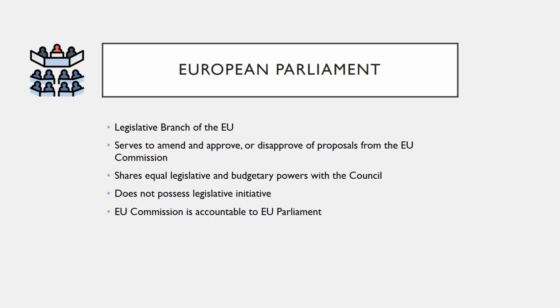As mentioned on the previous slide, the European Parliament is one of two legislative branches. The Parliament serves to amend, approve, or disapprove proposals from the EU Commission. They share equal legislative and budgetary powers with the Council. Although the European Parliament has legislative power, as does the Council, it does not formally possess legislative initiative, which is the prerogative of the European Commission, as most national parliaments of European Union member states do.